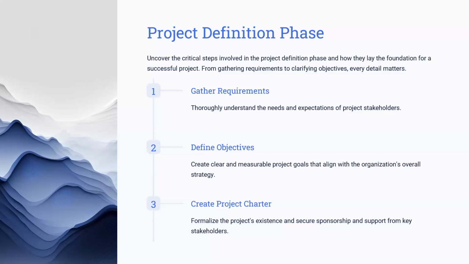So these are the basic three activities to be followed in the definition phase. The first is gathering all the requirements, all the information required for the project. Then defining the objectives, that is why the project is implemented. What is the reason the project is conducted? What should be the end product or service of the project? And the third is creating the project charter, that is getting the support from all the parties interested in the project.